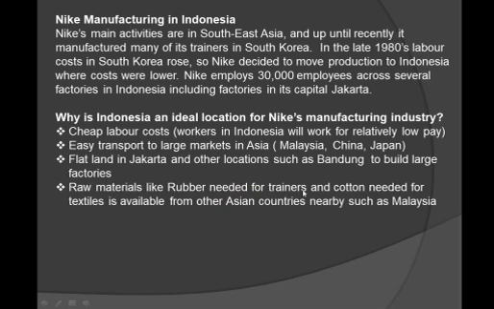Rubber needed for trainers and cotton needed for making textiles is available from other Asian countries nearby, such as Malaysia. Malaysia is a neighboring country to Indonesia, and this has a lot of rubber and a lot of cotton that is needed in the production. Of course, rubber is used in the making of shoes, the rubber soles, and then we have the trainers, the t-shirts, and then the trousers and the shorts manufactured using cotton.